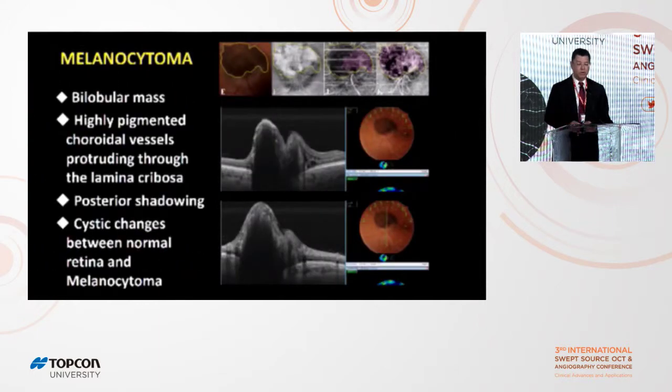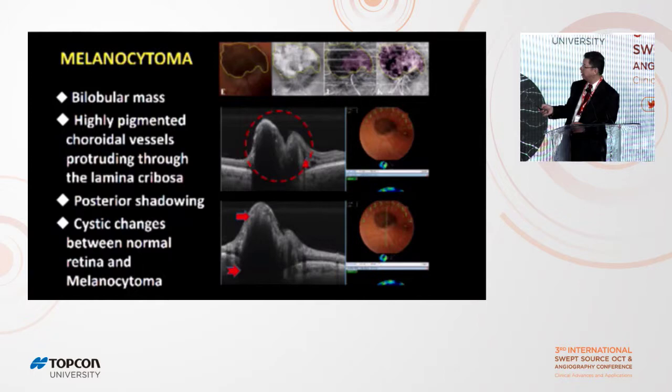So for melanocytomas, it's a bilobular mass with highly pigmented choroidal vessels protruding through the lamina cribrosa, posterior shadowing, and cystic changes between the normal retina and the melanocytoma, which is the lesion here. And these lesions show, on the surface of the tumor, hyperreflectivity of the vessels of the tumor.